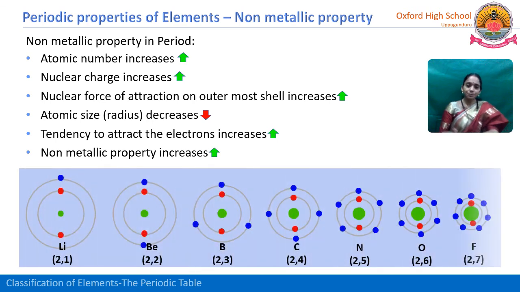See here in a period, here it is the second period. We know that when we move from left to right we will get the non-metals because non-metals are located at the right side. We can say in other words that when we move from left to right the nuclear force of attraction increases, so the tendency to attract the electrons also increases. So non-metallic property increases in a period from left to right.